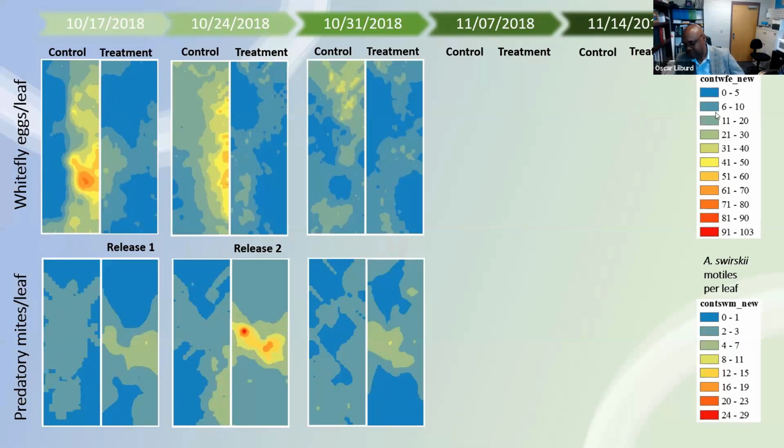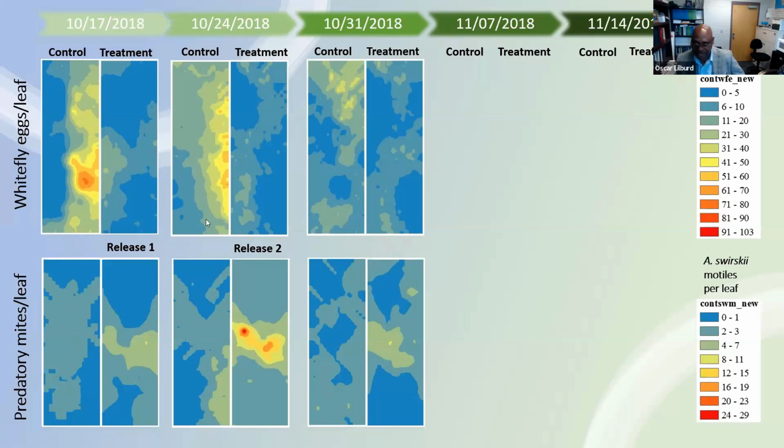And you can see the range of the numbers of predatory mites that we saw. For example, where you have the blue, we have 0 to 5 whitefly eggs per leaf. And again, blue represents 0 to 1 predatory mite per leaf. And where you have the dark red, we have 91 to 100 whitefly eggs per leaf, and so forth. But you can see what is going on here: early in the season, the control had really high populations of whitefly. At the same time, if you look down at the predatory mites, there were hardly any there because the predatory mites weren't established yet.